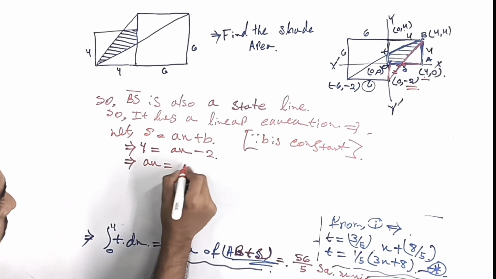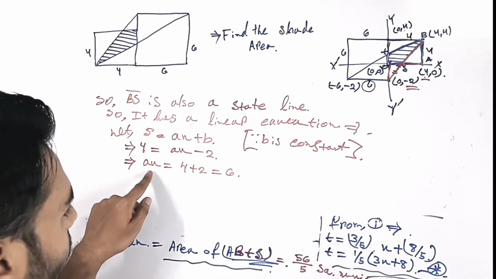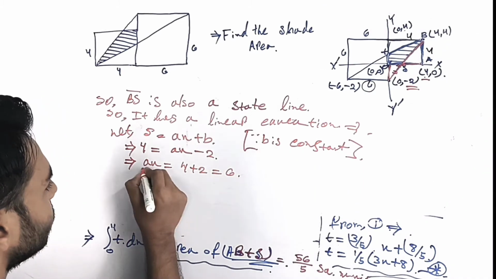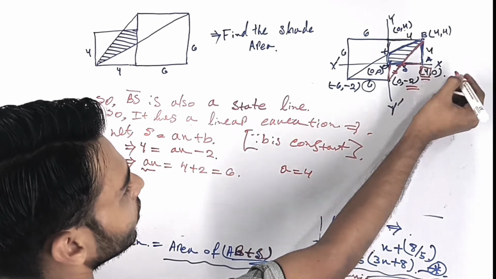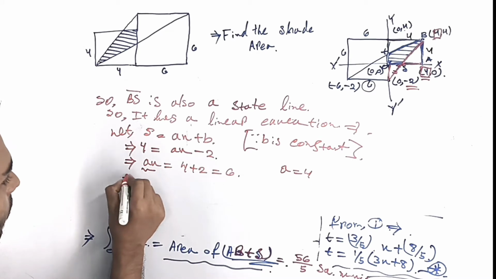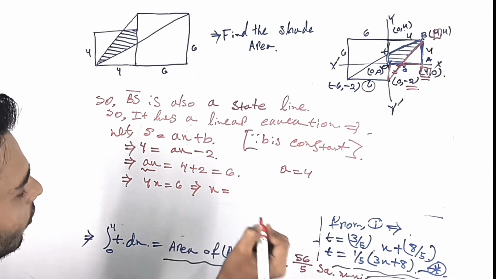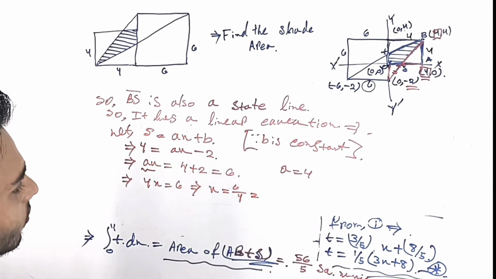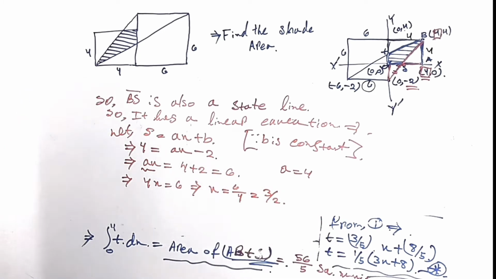And now ax equals 4 plus 2, that is 6. And a is the important one, so a equals 4 from this part and this part, as the shape of the area is 4 and 4, 4 into 4. So now 4x equals 6, and now x equals 6 by 4, and you know this simplifies to 3 by 2, that's the answer.